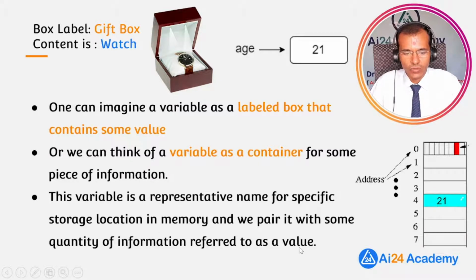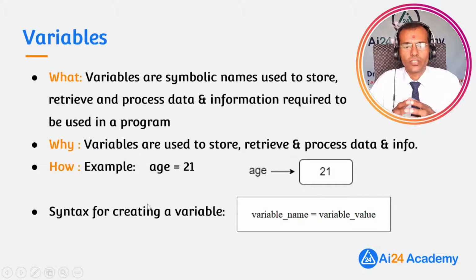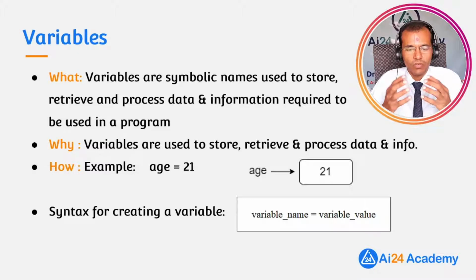So this is the meaning of a variable: a representative name for a specific storage location like this one, and it pairs with a quantity, that is 21. This is the formal definition of a variable. So variables are the symbolic names used to store, retrieve and process data and information required to be used in a program. Why have a variable? Variables are used to store, retrieve and process data and information. So that is the answer to the why of a variable.